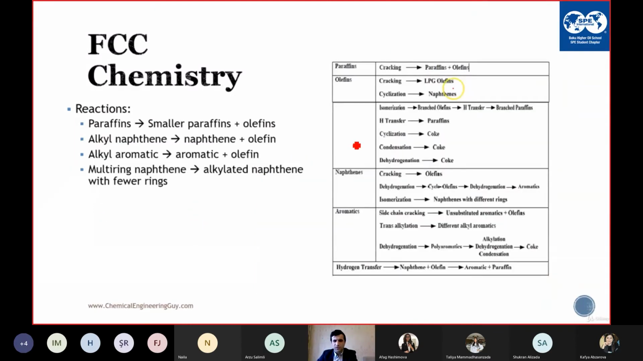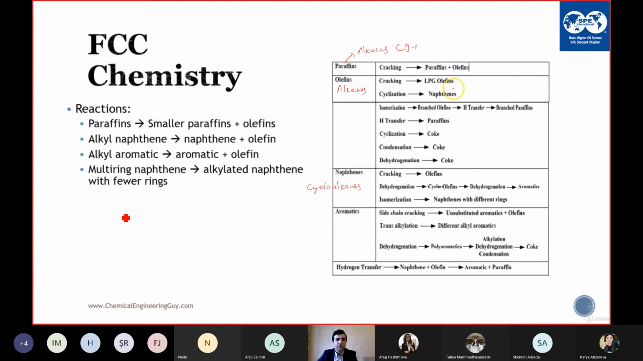And what I want to say is that paraffins, these are the alkanes, olefins, but with at least 9 carbon atoms. Olefins, alkenes. The naphthenes, the cycloalkanes. The aromatics, you know the aromatics. And here you can see what types of reaction go with each type of hydrocarbon.